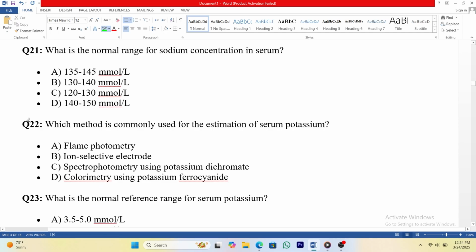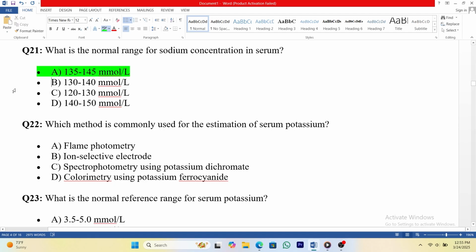A. 135 to 145 mmol/L. B. 130 to 140 mmol/L. C. 120 to 130 mmol/L. D. 140 to 150 mmol/L. Answer: A. 22.